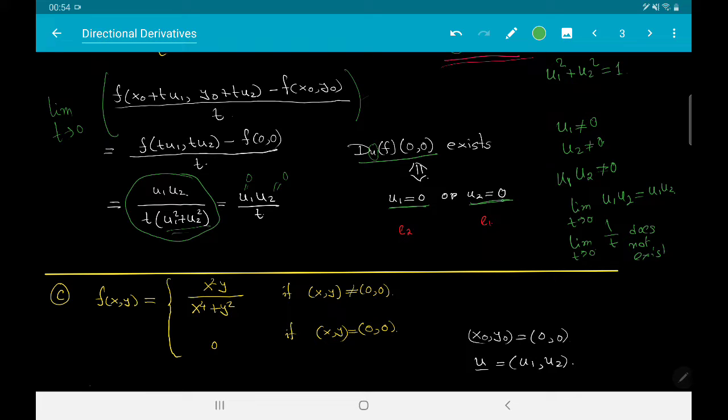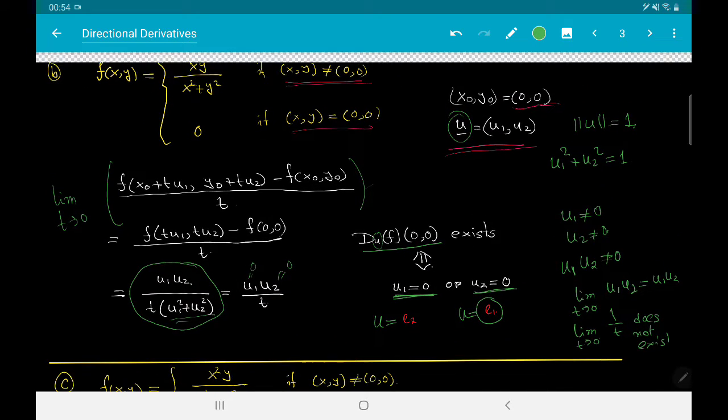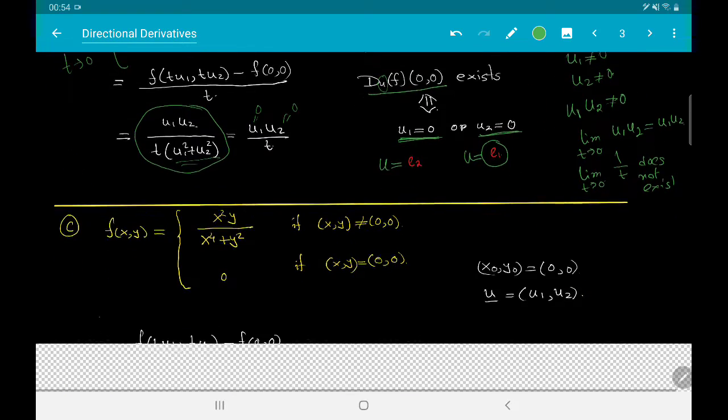If u2 is equal to 0, then the direction is nothing but e1, so u is equal to e1. If u1 is equal to 0, then you can easily see that u is equal to e2. So what it says is that the only directional derivatives of the function f that exist at the point (0, 0) are the partial derivatives of f with respect to x and y. Okay, so let us go ahead.